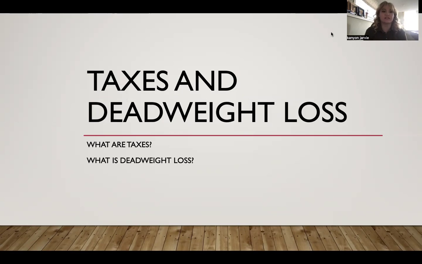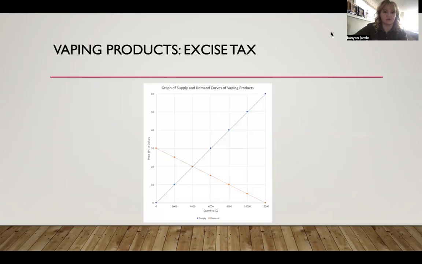Recall that total surplus is producer surplus plus consumer surplus, and in the case of a tax, it is the tax revenue. Remember that producer surplus is the overall benefit a seller receives from selling, which is the area above the supply curve under the price. Consumer surplus is the overall benefit a consumer gets from buying, and it's the area under the demand curve above the price. Now, after all these definitions, let's get into an example.